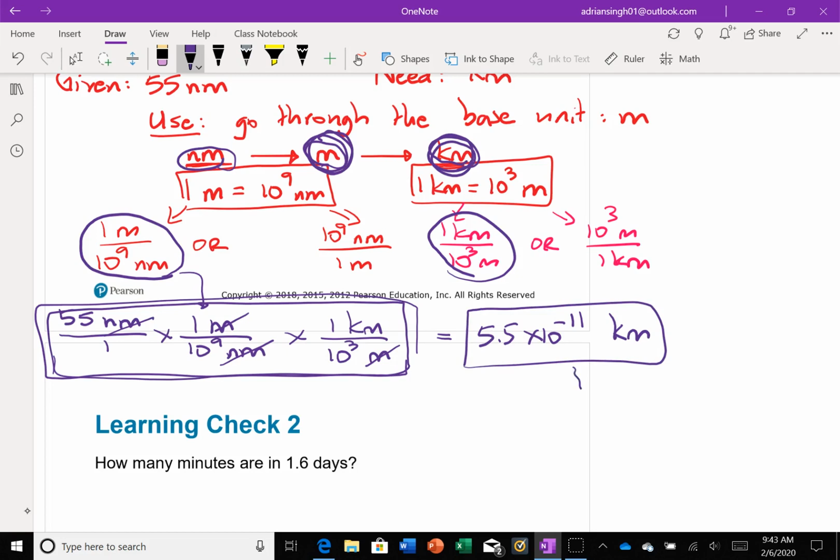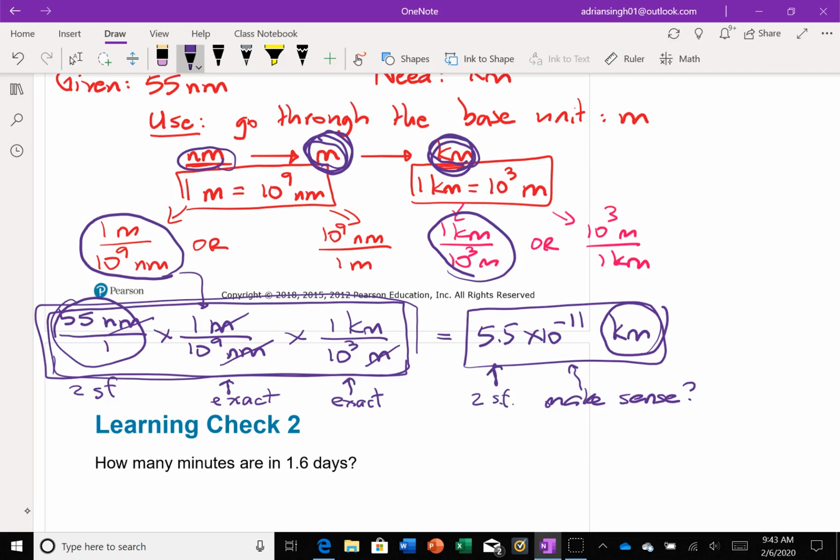All right, so our final answer here does make sense on a couple levels. First of all, the unit, right? We followed the units through our conversion factors, and kilometers was the only unit left. Secondly, if we look at the Sig Figs, we started off with 55 nanometers, which has 2 Sig Figs. That's a measured number. Our metric conversions are all exact, so they do not affect the number of Sig Figs. So our answer then can only have 2 Sig Figs. And that's expressed in our coefficient.